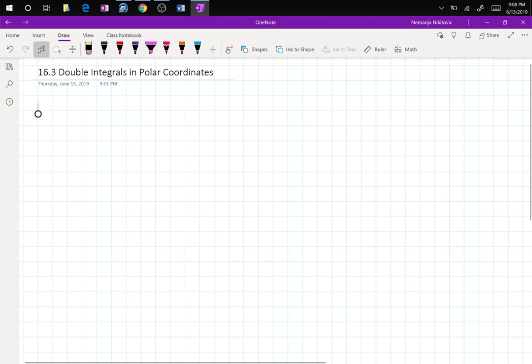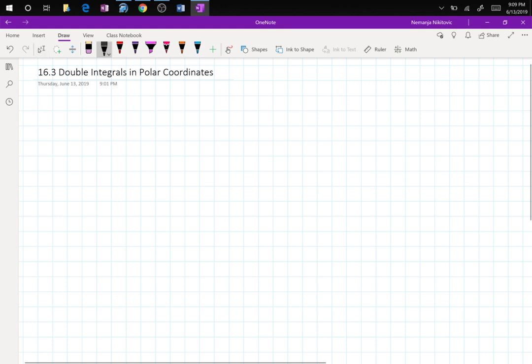Hello and welcome back to Calculus 3, section 16.3 on double integrals in polar coordinates. So let's sort out some of the stuff we have done so far so we know where we are in a map of integration.